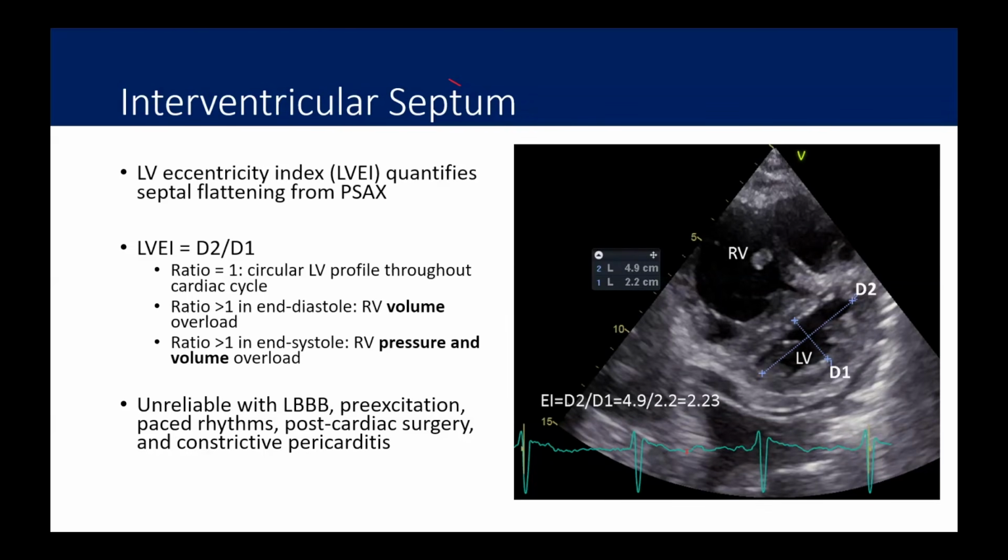The equation itself is quite simple. You're basically looking at D2 here, which is anterior posterior, to the ratio of D1, which is septal to lateral. And a ratio of 1 is normal, right? Your LV is spherical throughout the cardiac cycle. A ratio greater than 1 in end diastole is signifying RV volume overload, whereas in end systole, it's signifying combined pressure and volume overload. This isn't a bulletproof kind of measurement.